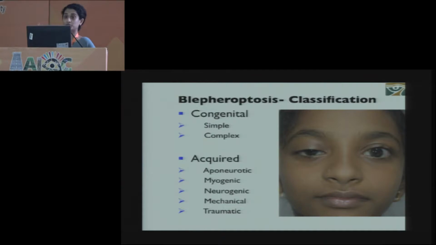Acquired: all of you know that the most common acquired ptosis is aponeurotic ptosis. They can be myogenic due to myasthenia gravis and chronic progressive external ophthalmoplegia. Neurogenic, mechanical and traumatic. Why is traumatic included as a different classification here? Trauma can cause everything, right? It can cause injury to the muscle, causing a myopathic ptosis. It can cause injury to the nerve, causing a neurogenic ptosis. It can cause scarring, edema, mechanical ptosis. So it actually comes under a separate heading in acquired ptosis.